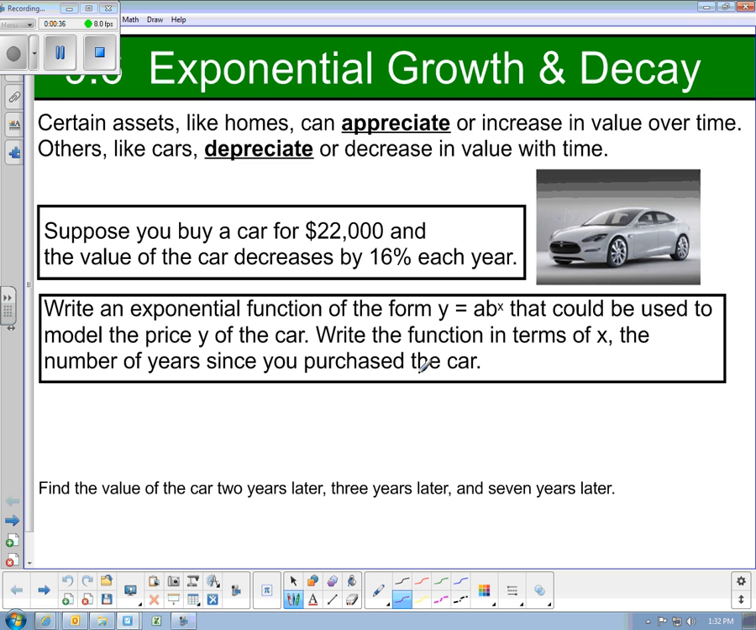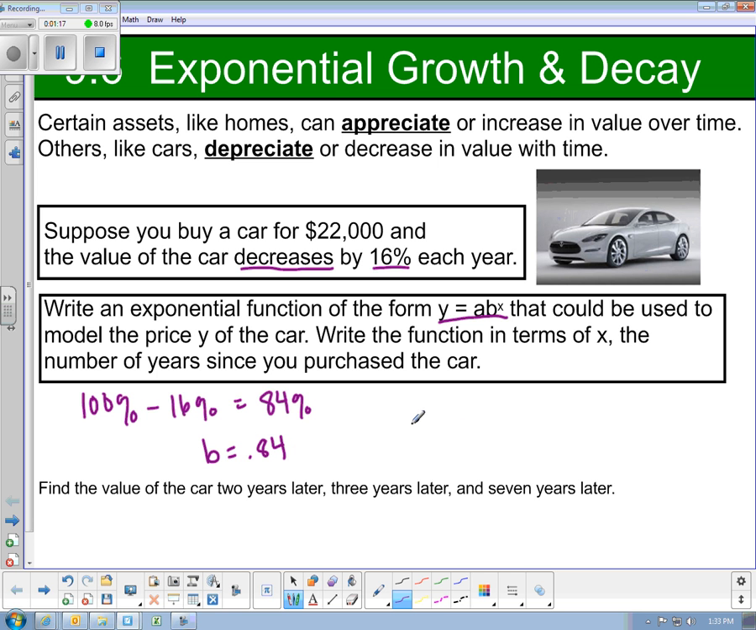This form right here could be used to model the price of that car. Write the function in terms of x, the number of years since you purchased the car. So if I were going to write a function for this, I first need to figure out what percentage I'm using as my decay rate, because this is going down, it decreases. Now, I know that my decay rate is 16%, which means that I started with 100%. I'm subtracting 16% each year. So each year, in essence, I'm keeping 84%. That's what I'm going to use for my b. b is going to be 0.84.